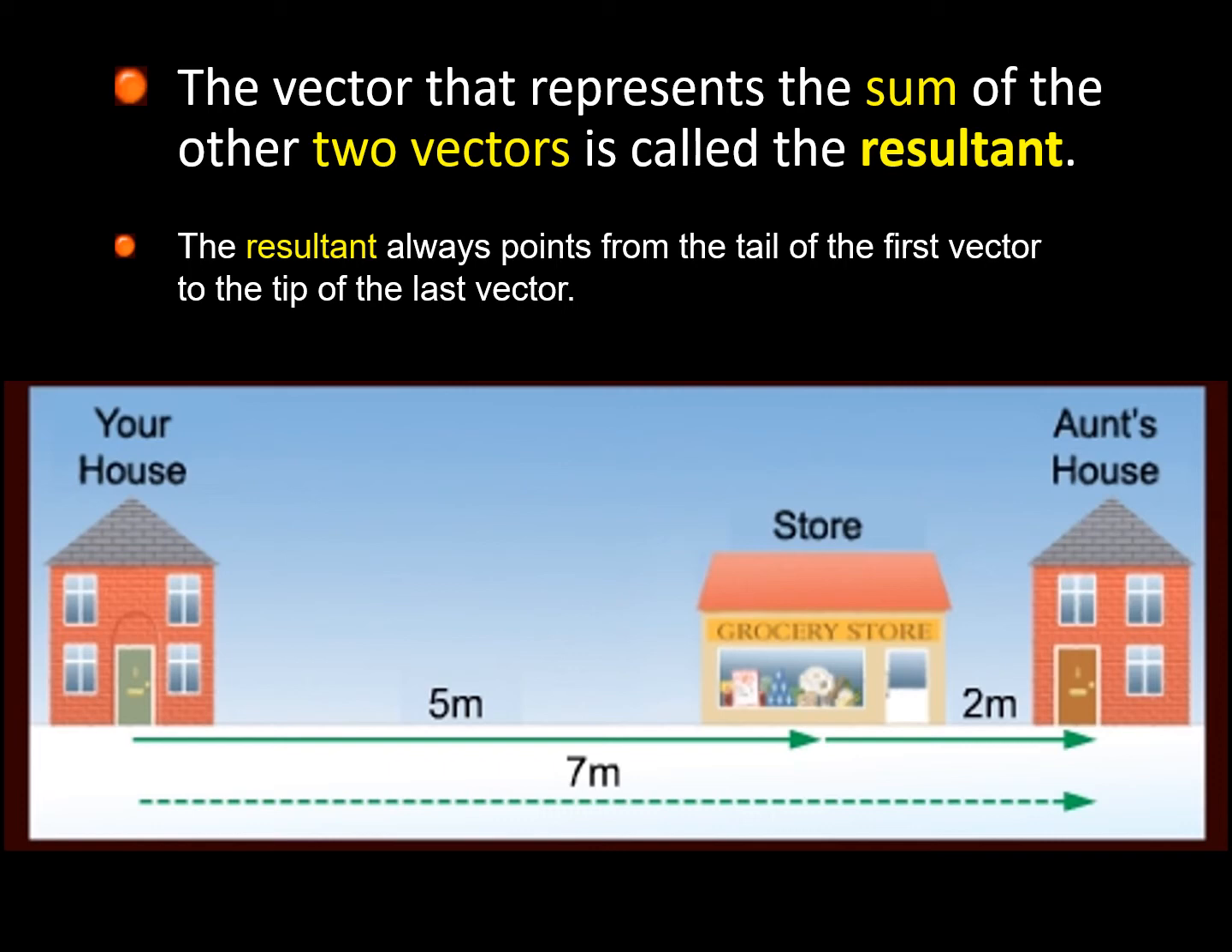This is very similar to just regular addition, but you're going to see that sometimes, when things get more complicated, it might be easier to add them in the form of vectors than simply adding up the numbers on paper. So the resultant always points from the tail of the first vector to the tip of the last vector when they are added together.